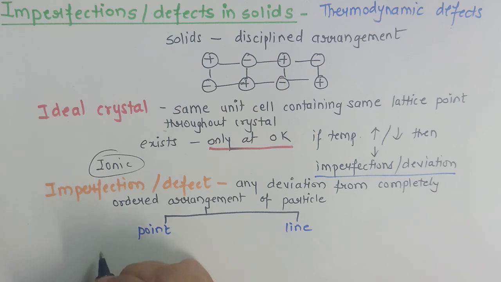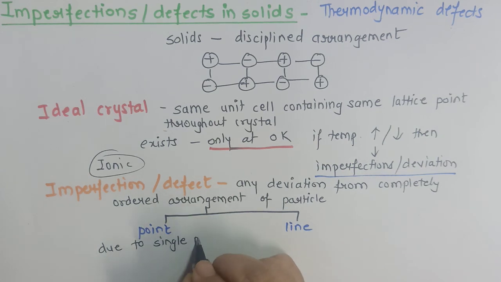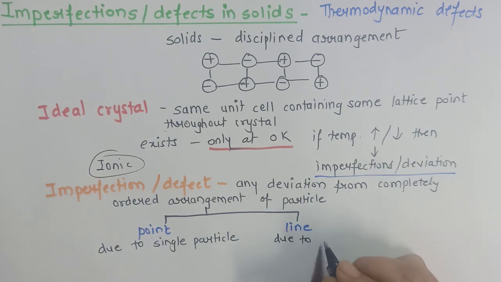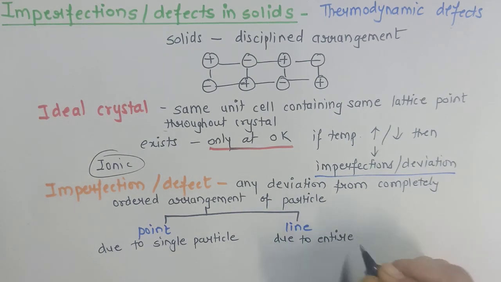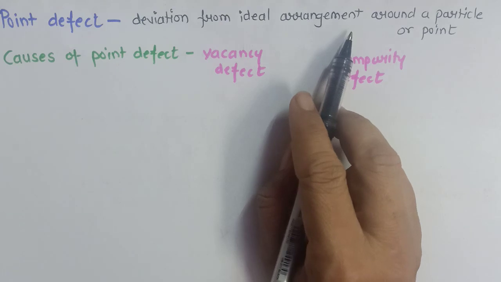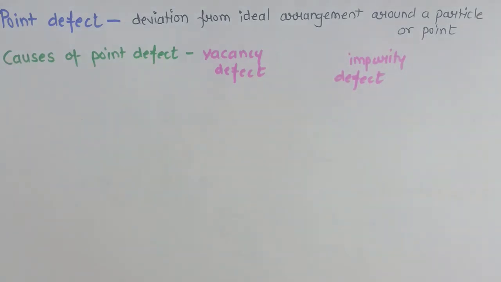Point defect is the one which arises due to a single particle. It can be either an atom, cation or anion. Whereas line defect is the one which arises due to a complete row, so the entire row will show some kind of deviation. In our 12th class CBSE course, line defect is not there, and we have to discuss only the point defects. So what is a point defect? It is a deviation from the ideal arrangement around a particular point or a particular atom.